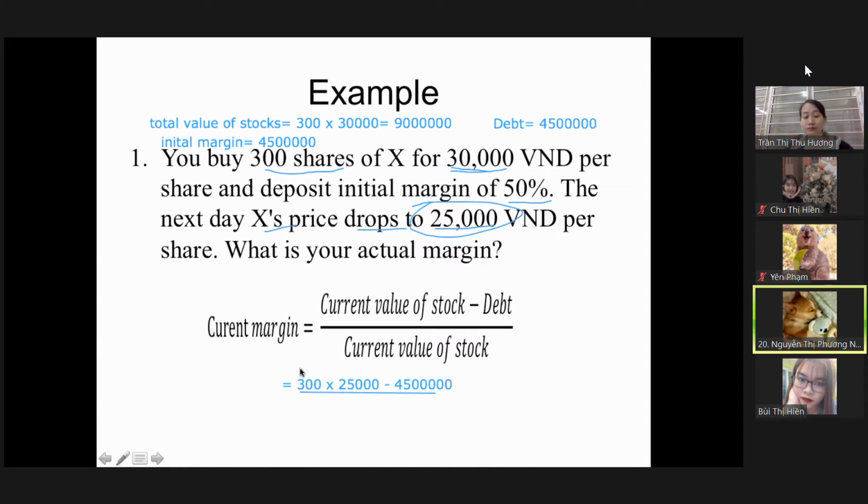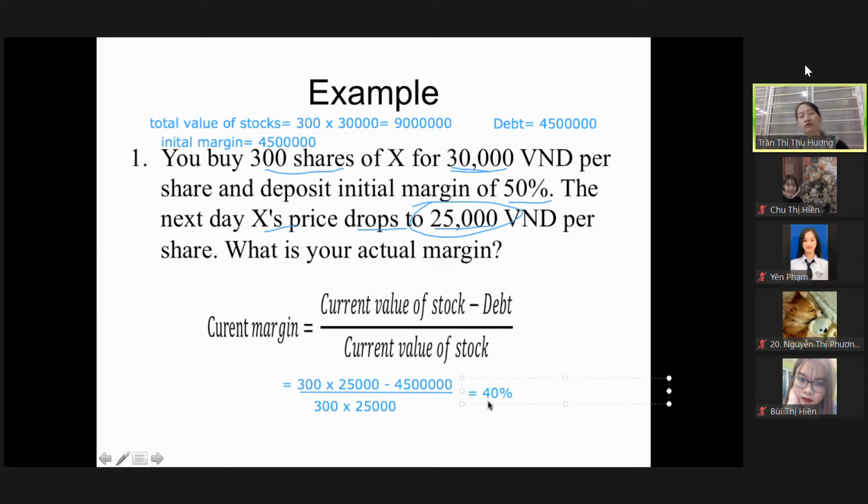40%. Okay. So you see your initial margin is 50%, but now the stock price decreased, so your current margin is only 40%. It's decreased.